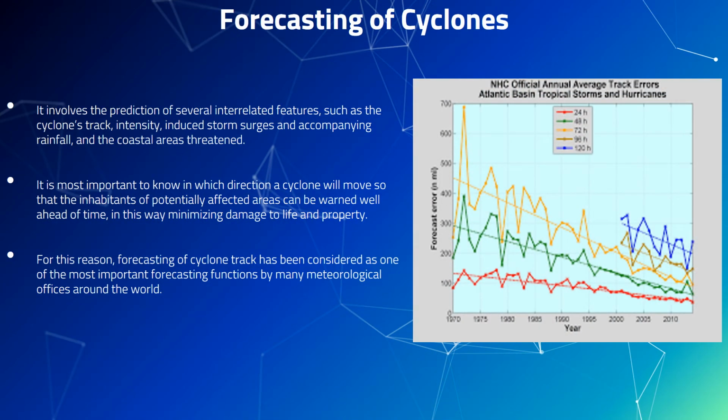Forecasting of cyclones. Forecasting of cyclones involves the prediction of several interrelated features, such as the cyclone's track, intensity, induced storm surge, and accompanying rainfall, and the coastal areas threatened. Among all these interrelated features, it is most important to know in which direction a cyclone will move so that the inhabitants of potentially affected areas can be warned well ahead of time. In this way, minimizing damage to life and property. For this reason, forecasting of cyclone track has been considered as one of the most important forecasting functions by many meteorological offices around the world.